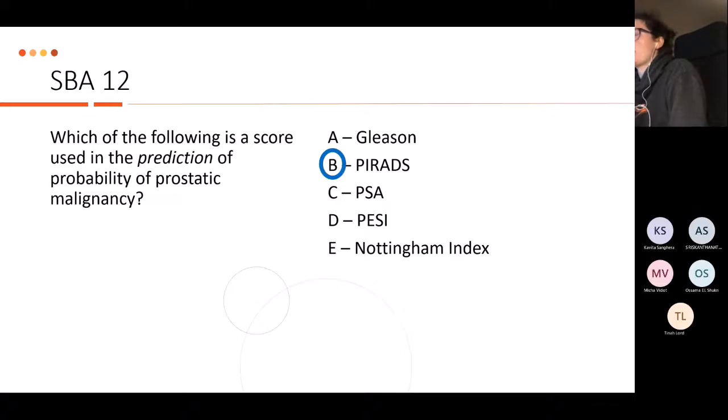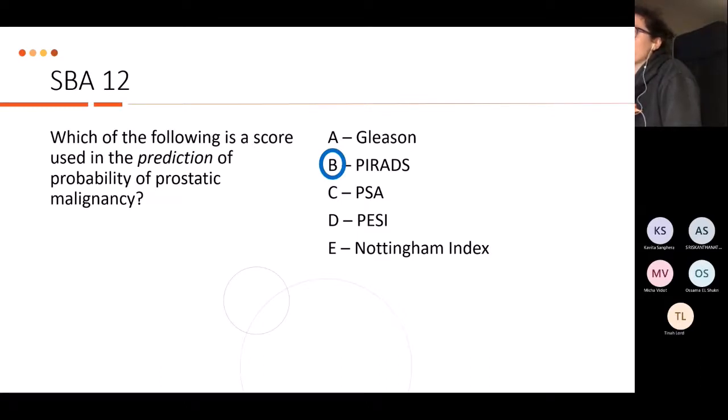PSA is a blood test looking for prostate-specific antigen, which is associated with prostatic cancer, but it's not 100%. About 30% of people with prostate cancer can have a normal PSA. PESI is for PE, so it's completely unrelated. And the Nottingham Index is for breast cancer. It's involved in prognosticating breast cancer. So the answer is PI-RADS score.